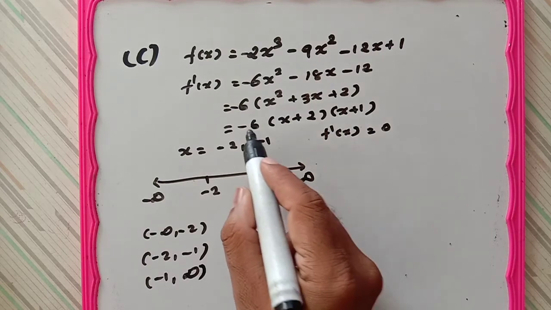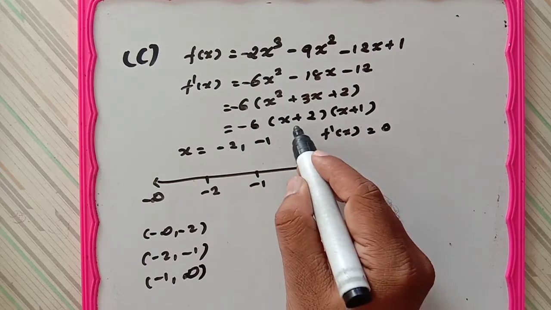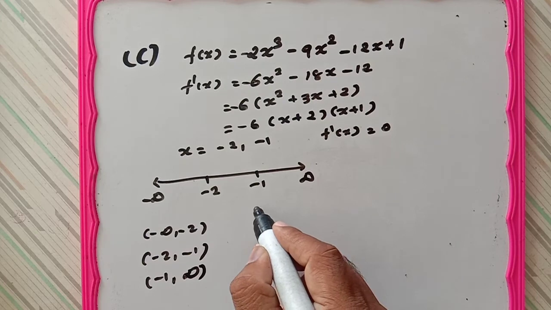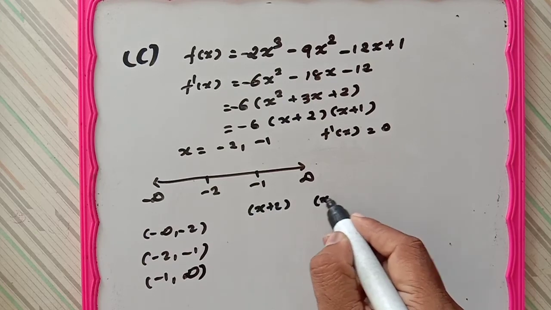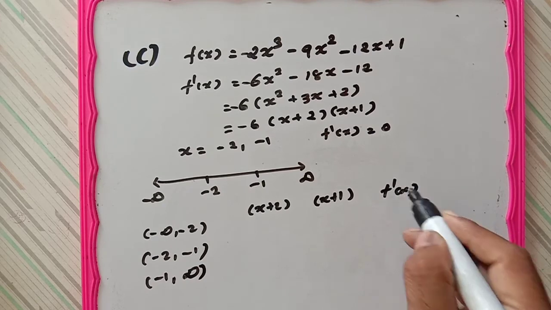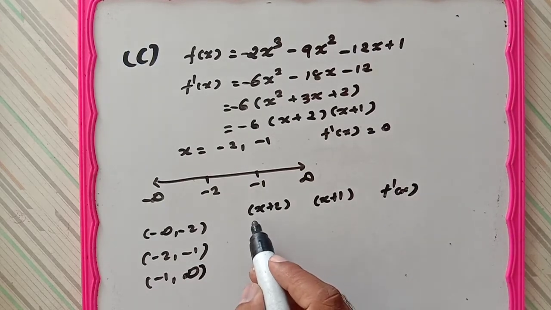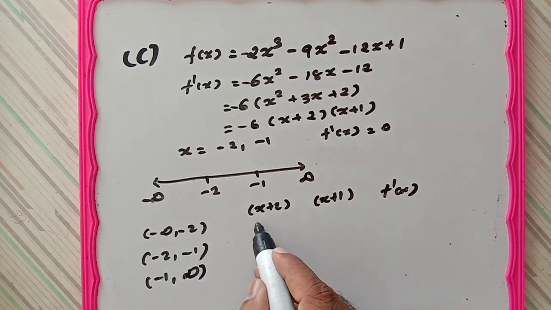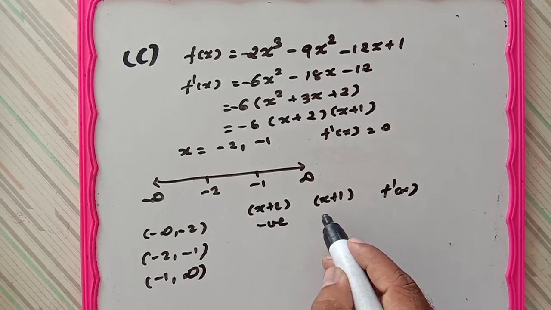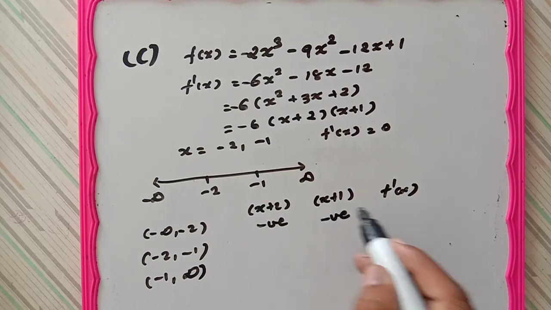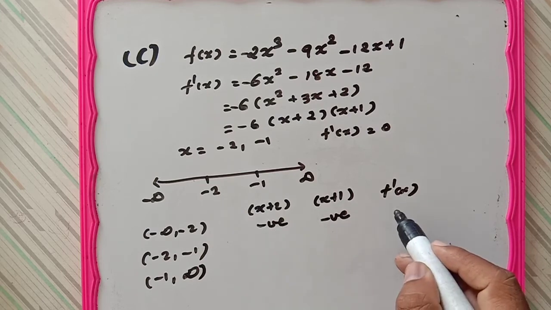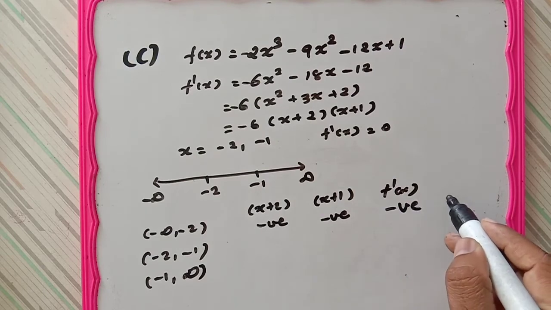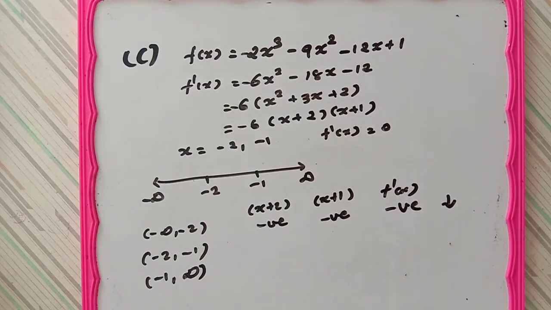So here minus 6 is always negative, so x plus 2 and x plus 1 will show us whether f dash x is positive or negative. So we can see x plus 2, x plus 1, f dash x. So in x plus 2 we take the negative value between minus infinity to minus 2, then it is negative, and x plus 1 also it is negative, and so negative negative positive, and positive into minus 6 negative, and so in minus infinity to minus 2 it is decreasing function.